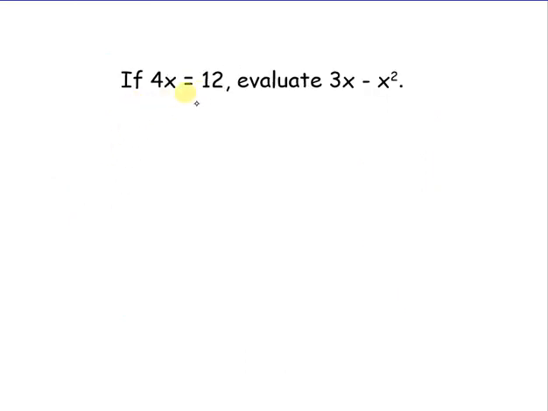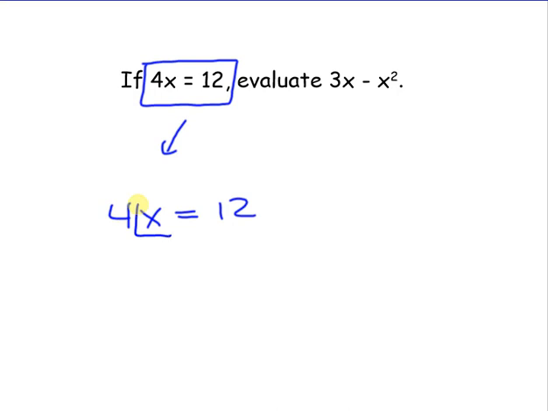Okay. If 4x equals 12, evaluate 3x minus x to the second power. So, which one has the equal sign? Does this one? No. Does this one? Yes. Put a big box around it or highlight it. Solve this one first. 4x equals 12. Put a box around your variable. What's attached to it? It's a 4. It's being multiplied. The opposite is division. Put a division bar and then 4.